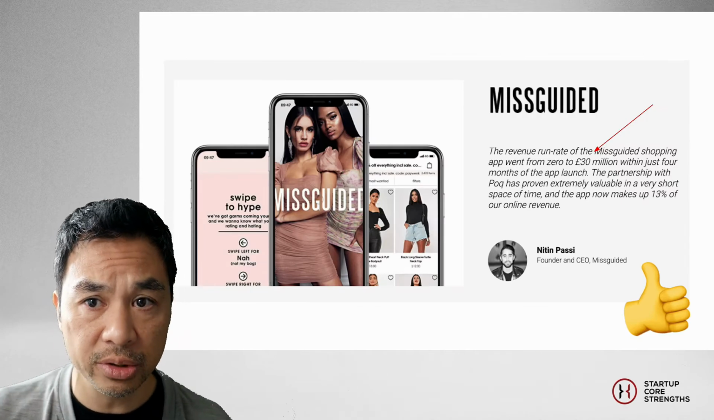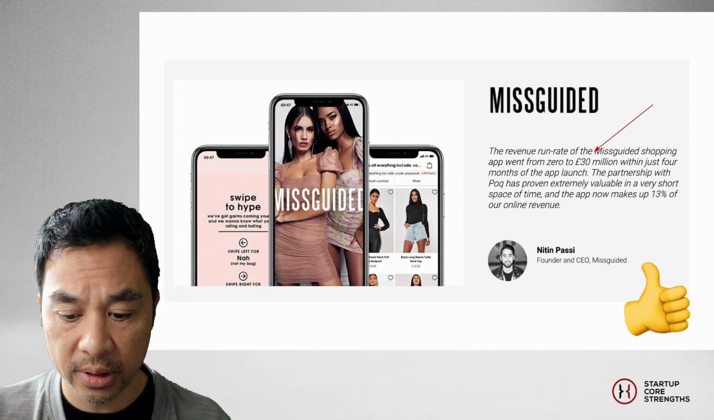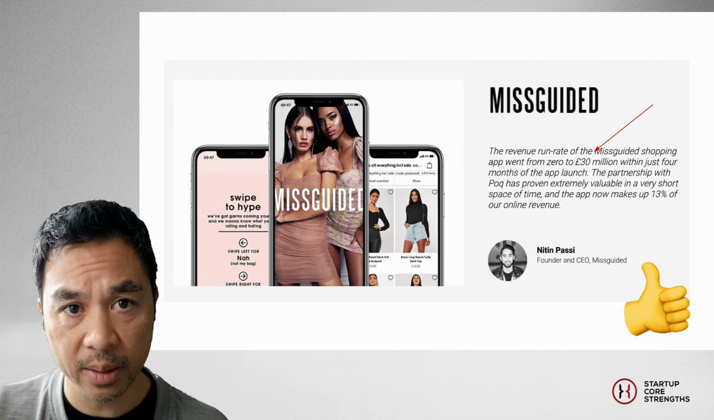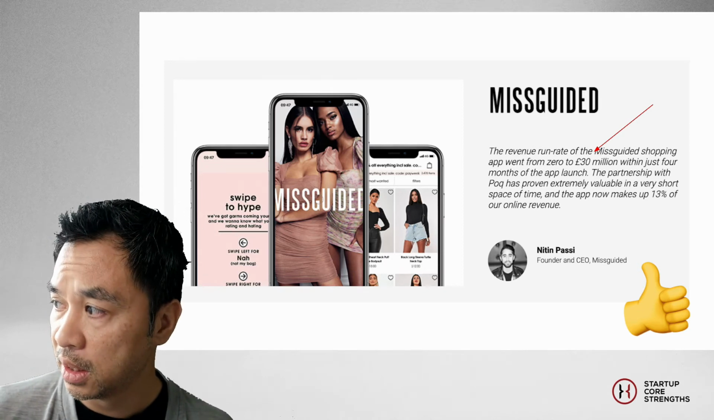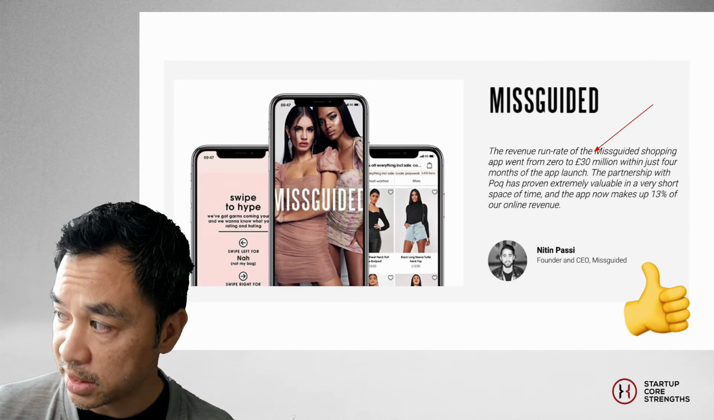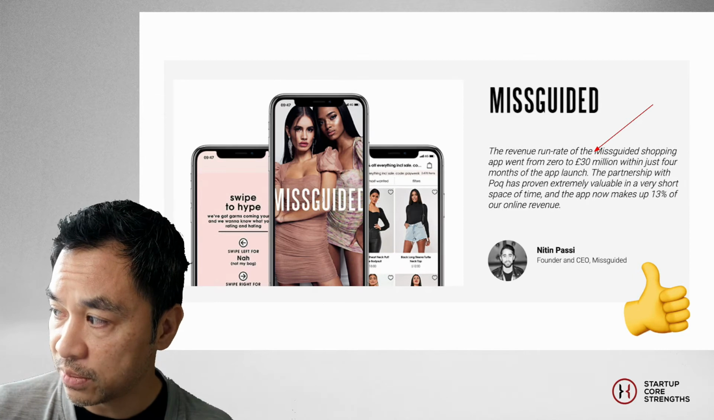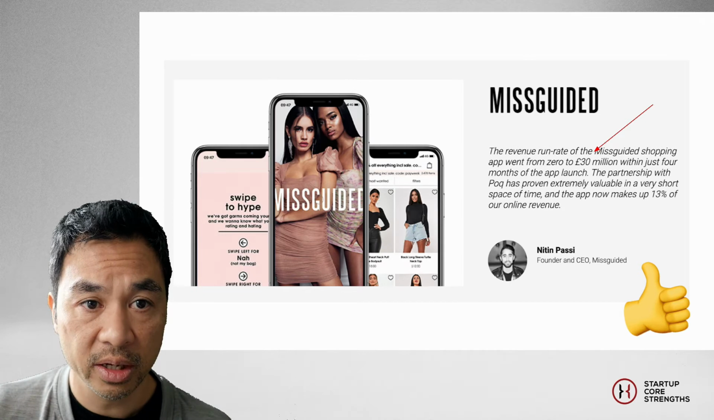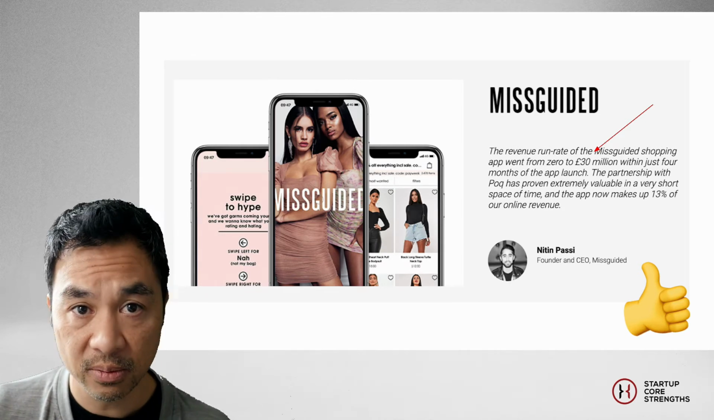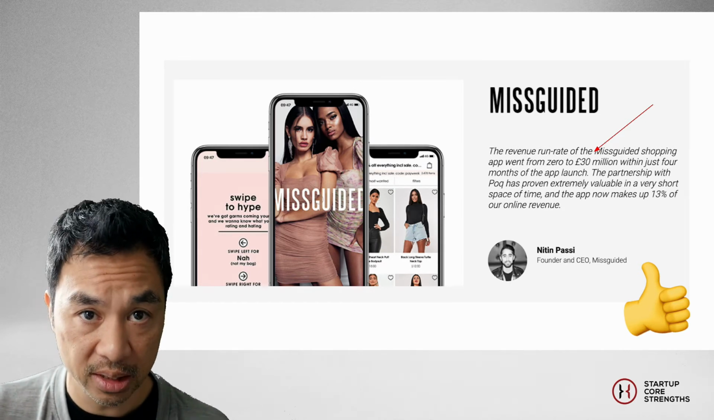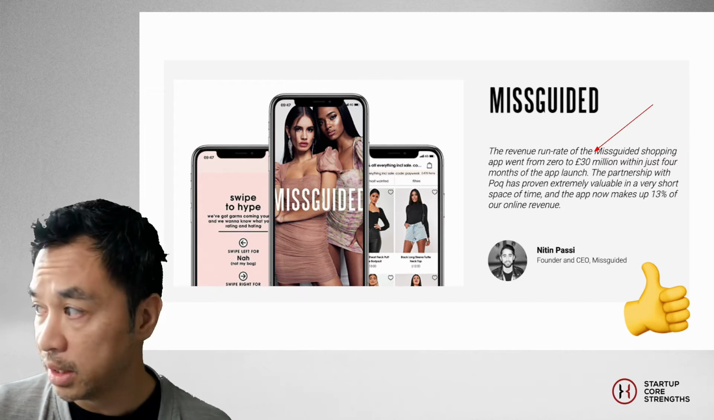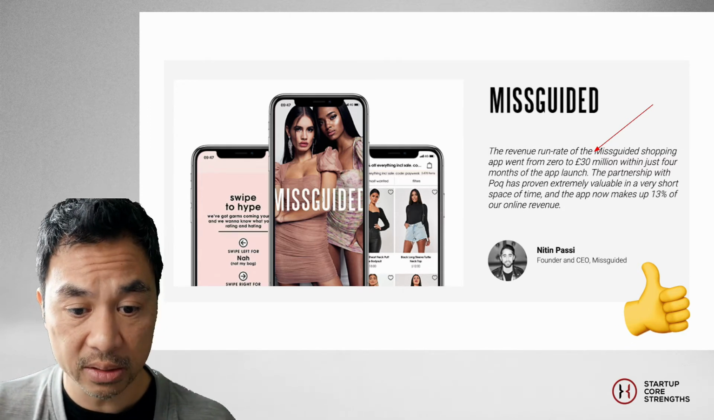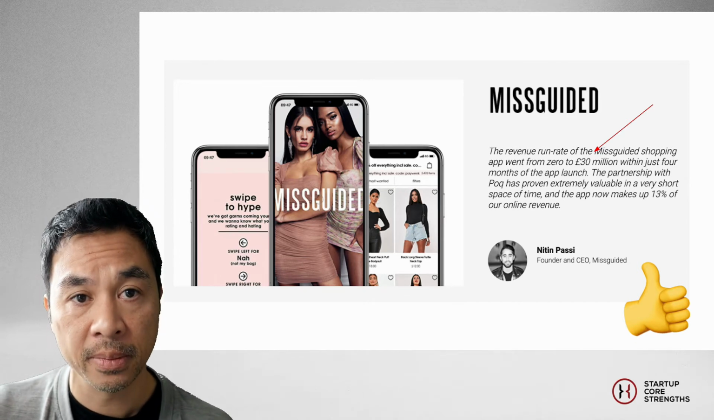So let me show you an example of one of our portfolio companies. This is called POC Commerce, and they do apps for e-commerce companies. Here they have an amazing testimonial. Misguided shopping app went from 0 to 30 million within just 4 months, right? That's huge. The only improvement I think they could make on this is they could have called out 30 million within 4 months as a headline. And that would be sort of show-stopping right there.